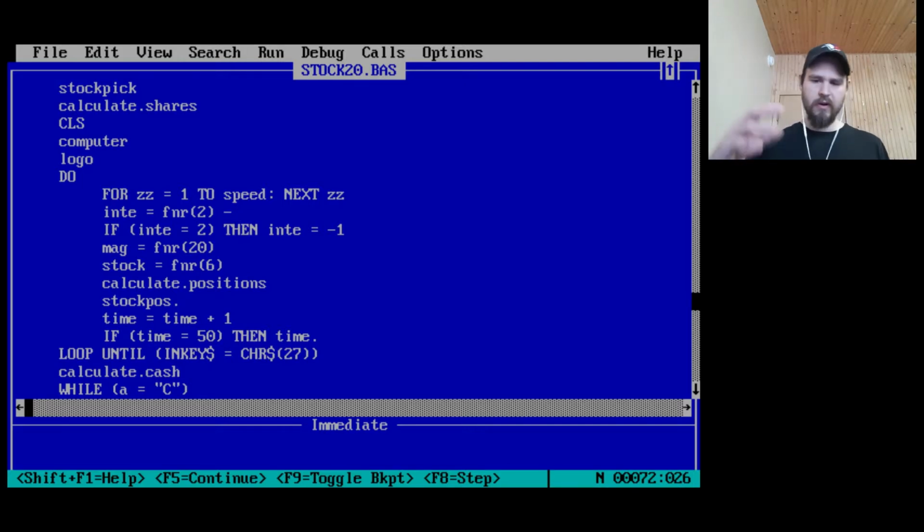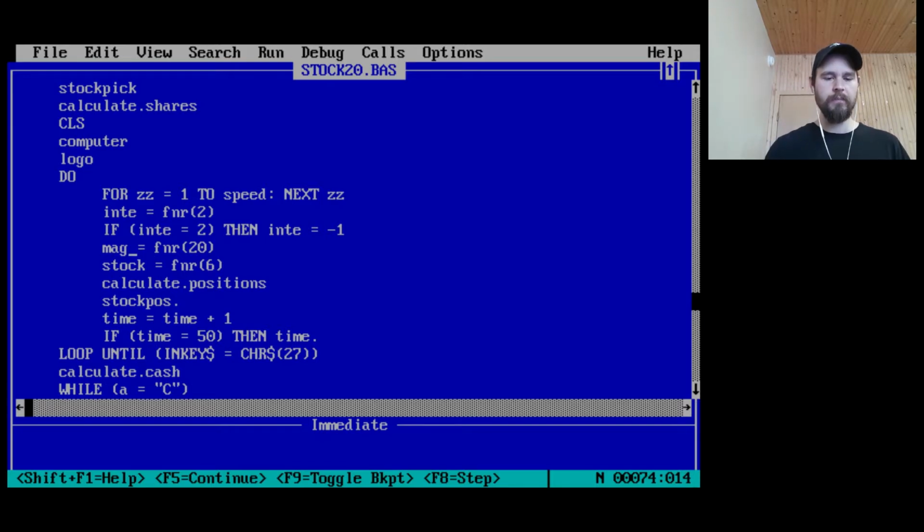Because I want it to be 1 or -1, right? Okay. Mag, whatever mag is, it's randomly between 1 and 20. Stock is a random number between 1 and 6. And then magnitude.